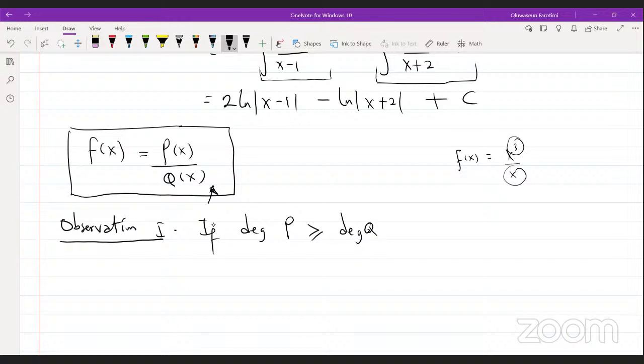Now, whenever this happens, f is improper. This is when we say the function is improper. Remember when we talk about improper fractions and all of those things. So in this case, this function is improper. Why? Because the degree of what you have on the top is bigger than the degree of what you have on the bottom, or at least maybe equal.